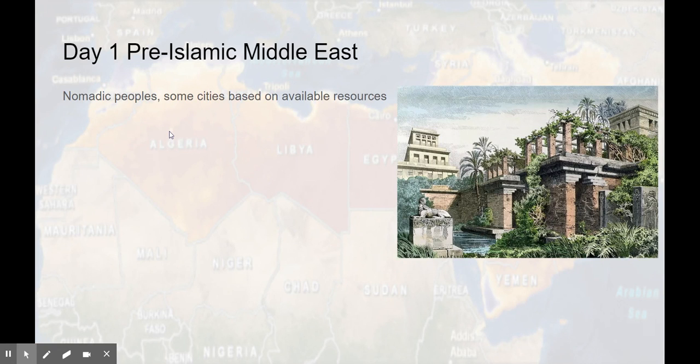The Middle East was filled with nomadic peoples, but also some cities based on available resources. And of course, not a surprise in this desert. And it's not all desert, but in the arid region, especially where there is desert, you would find water being the most necessary resource. And of course, on top of that, in order for trade, port cities were also incredibly important. They are both polytheistic and monotheistic religions.